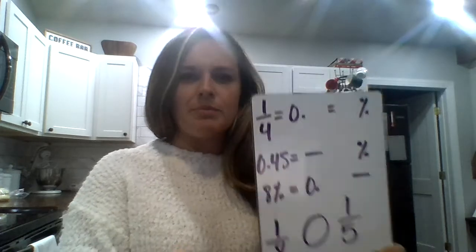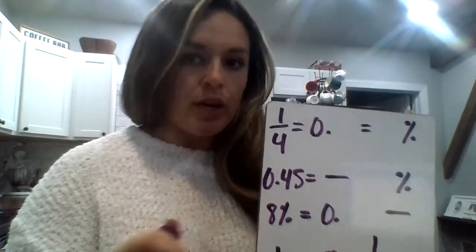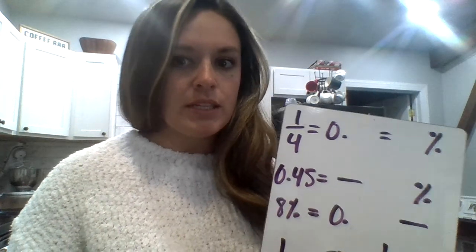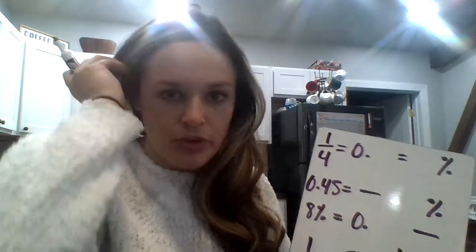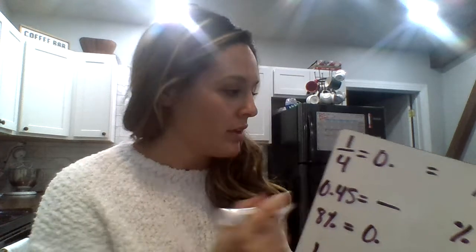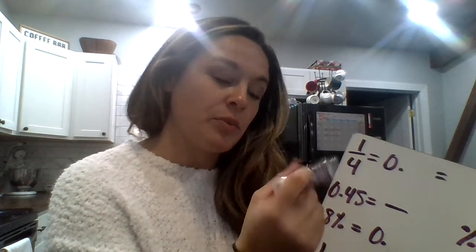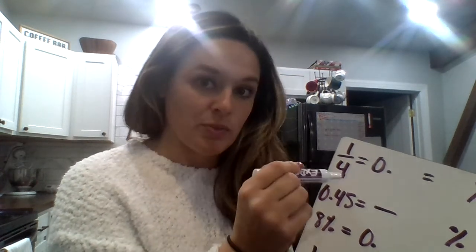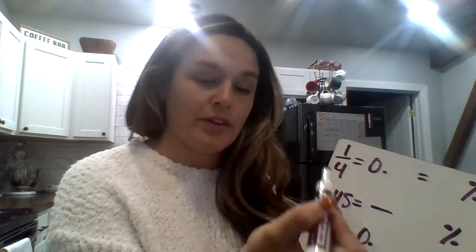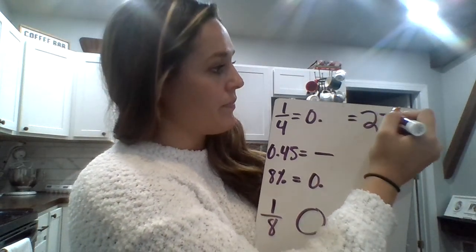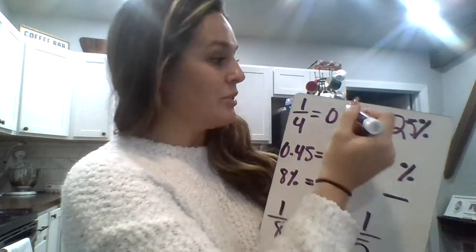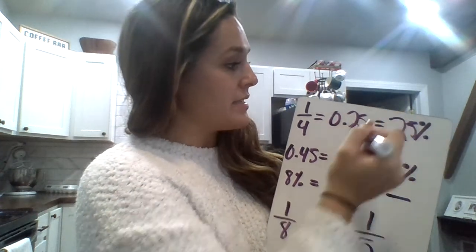So what did we say about percents? It's anything over 100, right? So how do we get 1/4 to something over 100? 4 times what gives us 100? 25. So whatever we do to the bottom, we have to do to the top. So 1 times 25 is 25. 25 over 100, that means the percent is 25. So that means the decimal is 0.25.